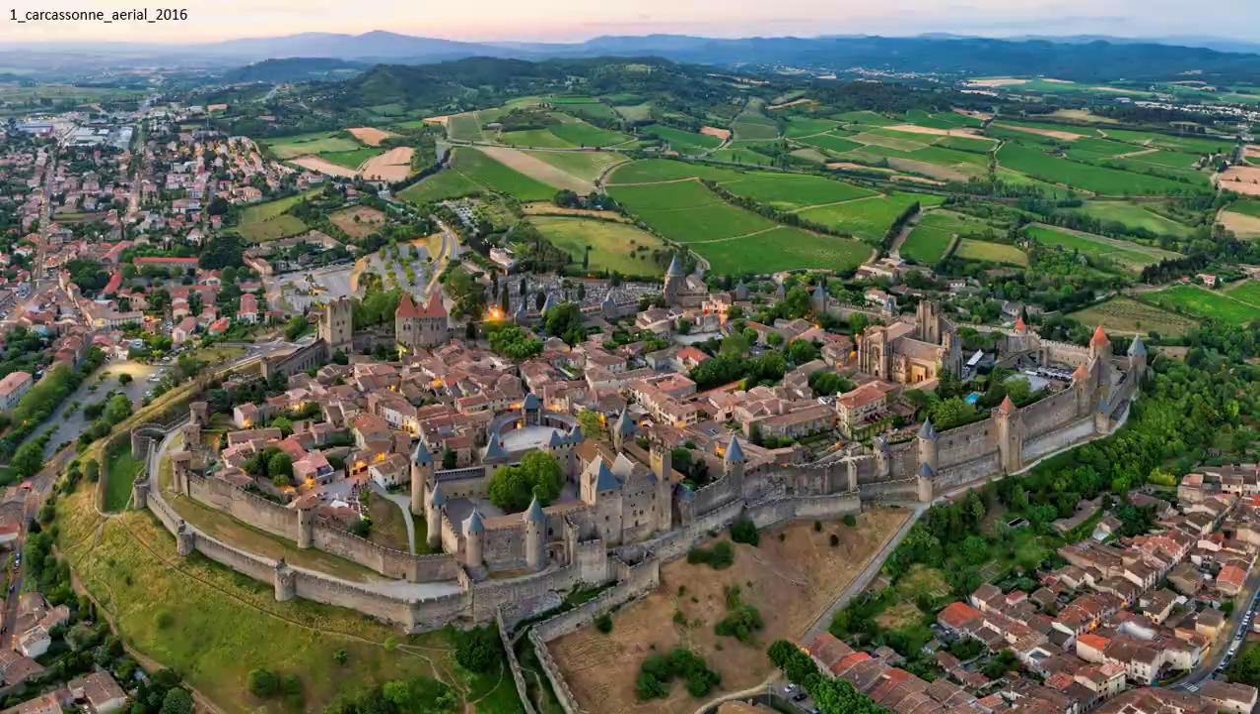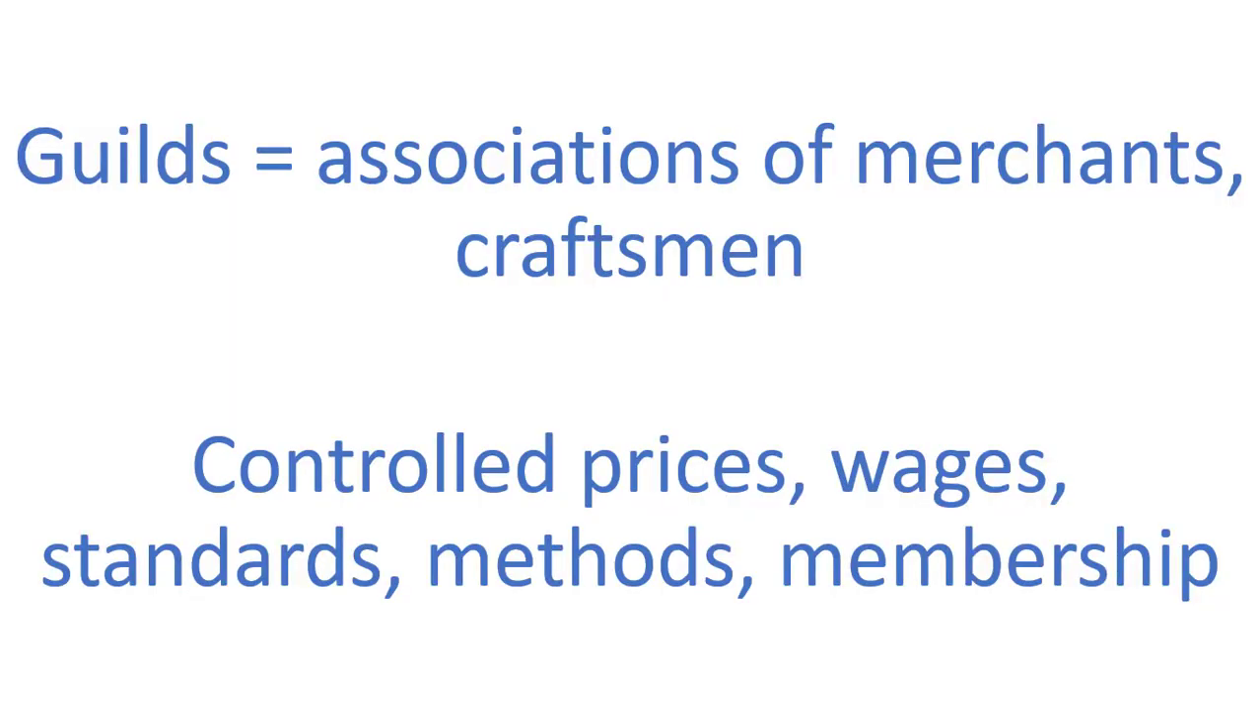In many cities, the population consisted of merchants, artisans, and craftsmen living in the floors directly above their shops. They often formed associations called guilds, which controlled the prices, wages, standards, and methods of production in their respective crafts. They also controlled who could become a guild member and the process by which a person did so.